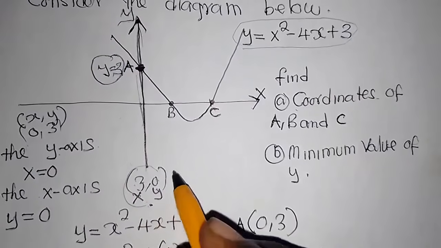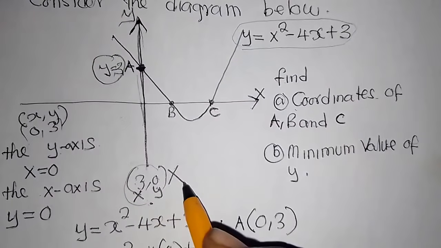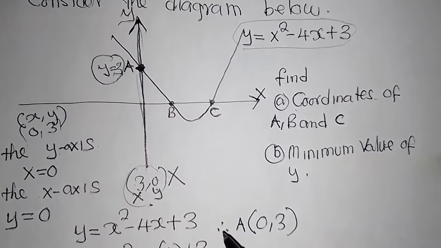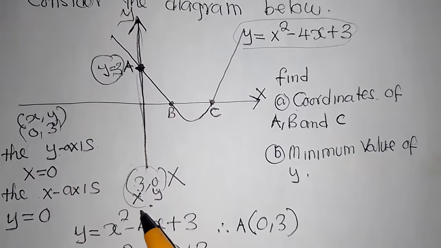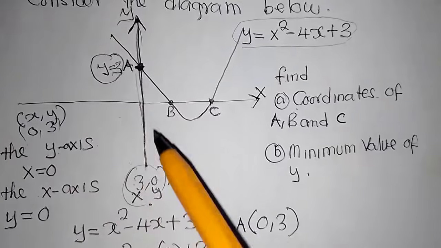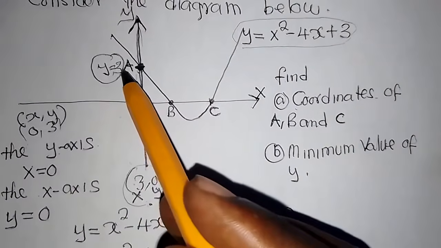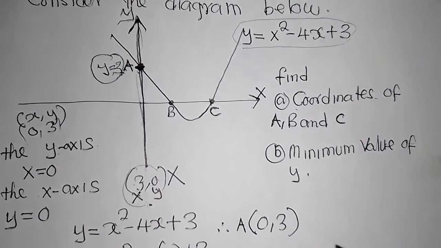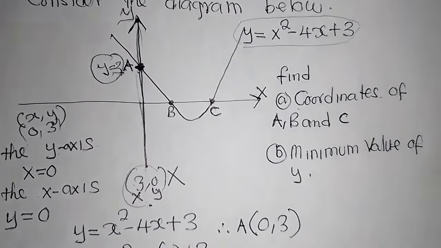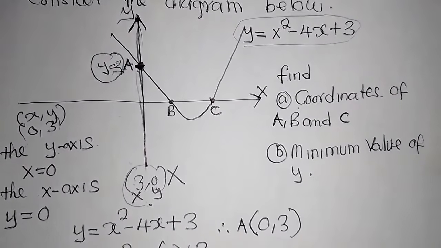So if you write like this, then this is wrong. You are not supposed to do this. You always need to start with the coordinate of x. X is 0, then y is 3. So have you seen the way I've answered this? This is how you are supposed to answer it.